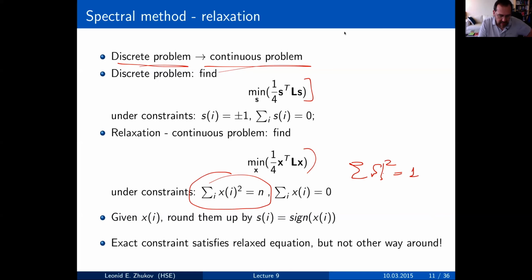Each Si is 1 or minus 1. And this comes from the idea of balanced partition. And then the idea is the following. After we compute those Xi's, we're just going to round them up to become Si's.